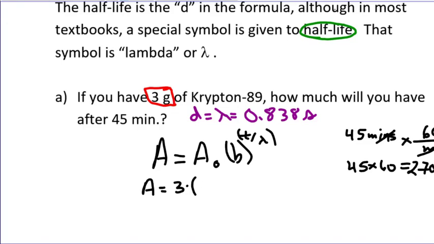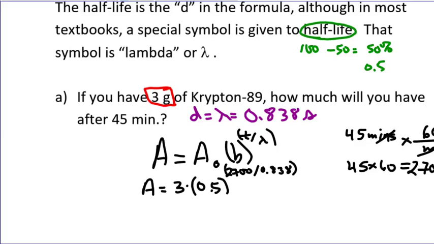Our half-life, as I mentioned before, and you might be saying, sir, it's supposed to be always measured with respect to 100%. Well, it is. It's 100% minus 50%, which is 50%, or 0.5. So it is still based on 100, but half means half of 100, which is 50%. So 0.5 to the power of 2,700 divided by our lambda, which is 0.838.